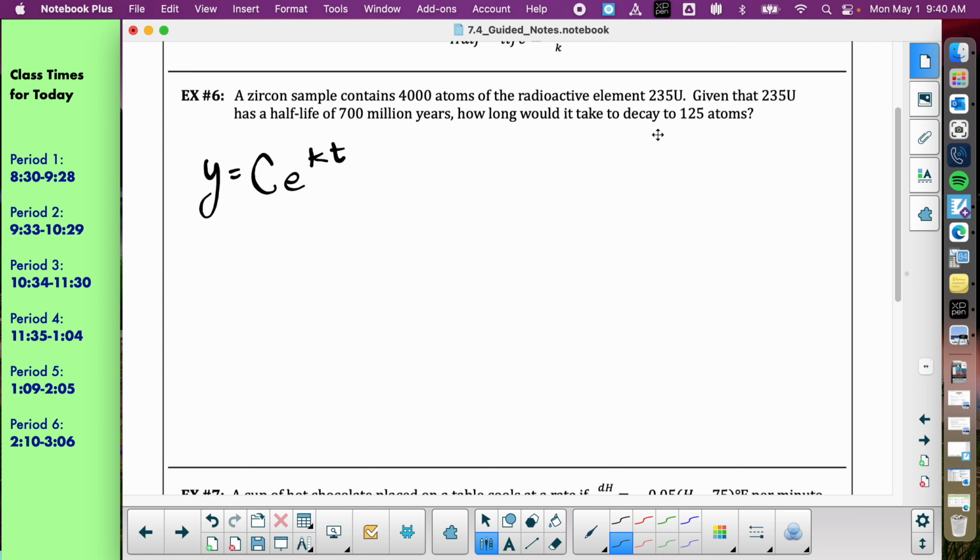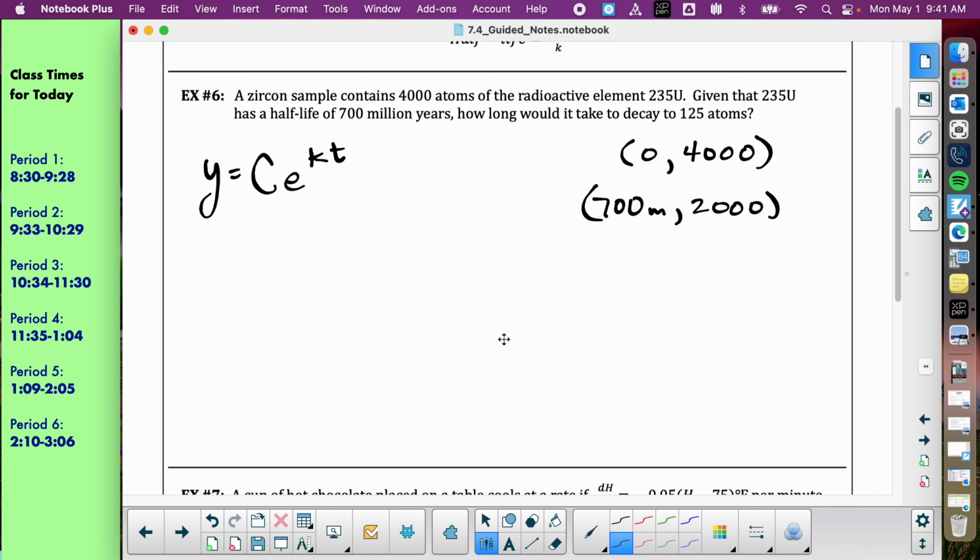So it has a half-life of 700 million years. This is frequently how the question is going to be phrased and presented to you, and it's them giving you the information in a different way. You started off with 4,000 atoms, so at time zero, you have 4,000. When it talks about half-life, it's literally telling you that half of the amount will be left after that many years. So if we started off with 4,000, then we will have half that amount after 700 million. I'm just going to keep it in millions so as not to have so many zeros.